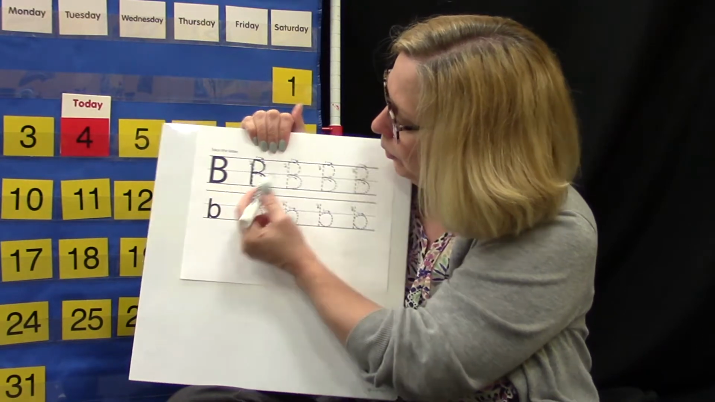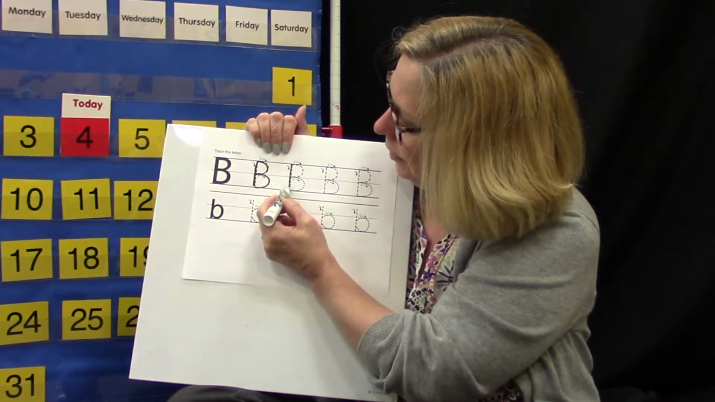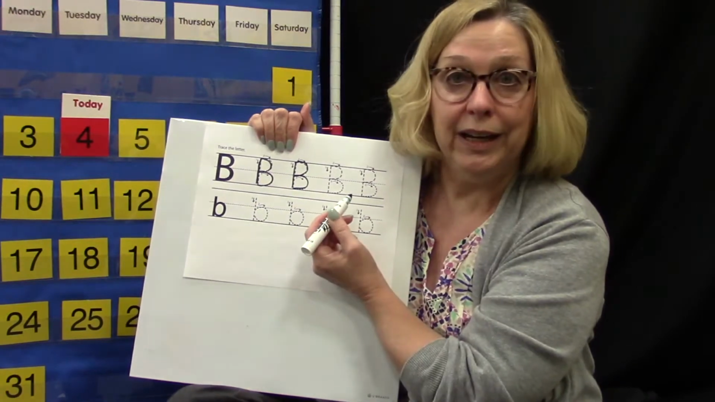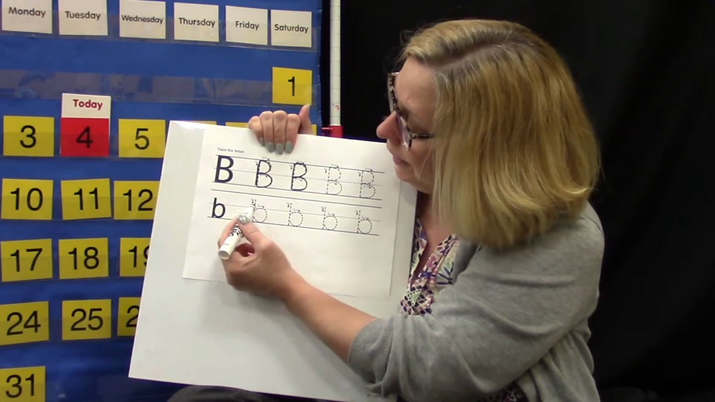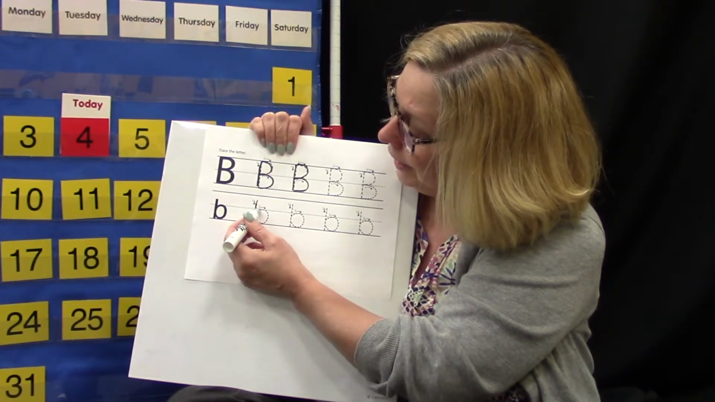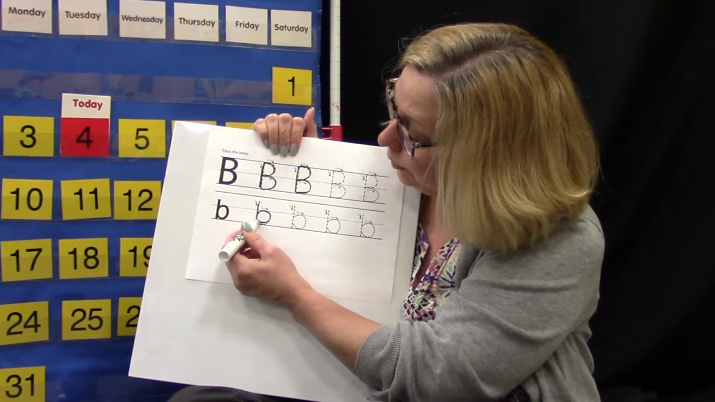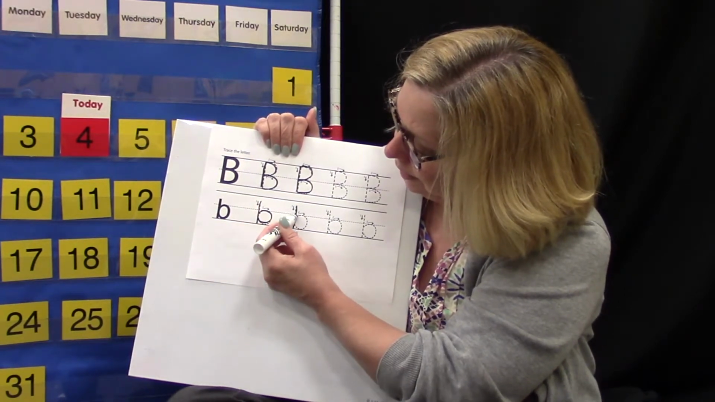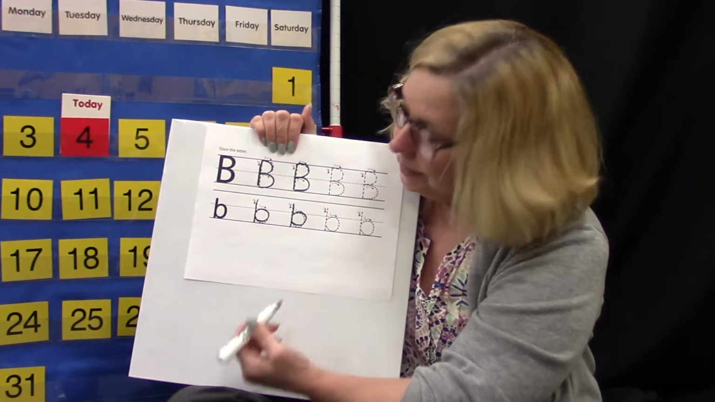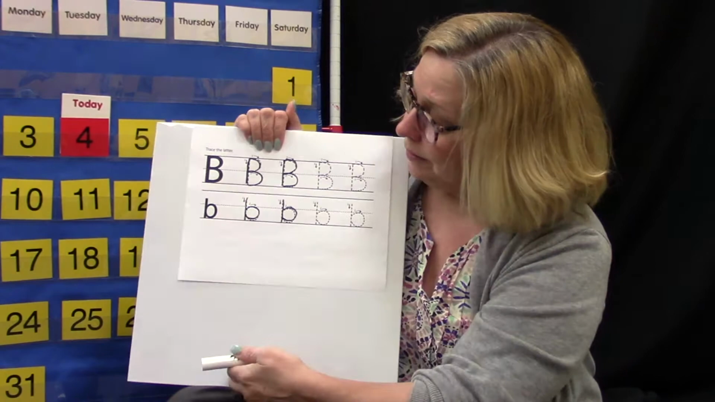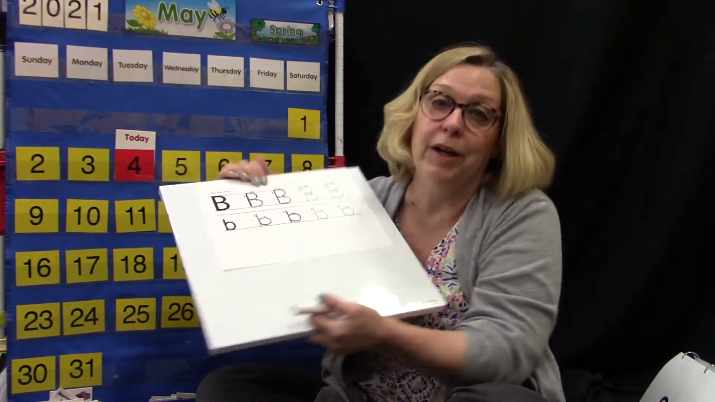This is a capital B. A line down, around, and around. B. So a lowercase b is just a line down, and on the bottom line, it's a smaller circle around. So it's lower, another line down, and a small circle around. That is how you make the letter B. Capital B, lowercase b.